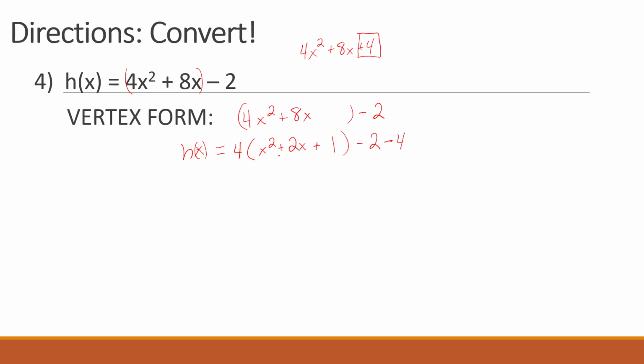Now we can create a binomial squared out of our perfect trinomial. So x plus 2, that's going to be x plus 1 squared. Bring down the 4. Combine my like terms. Negative 2 and negative 4 becomes negative 6. And we have created the vertex form.